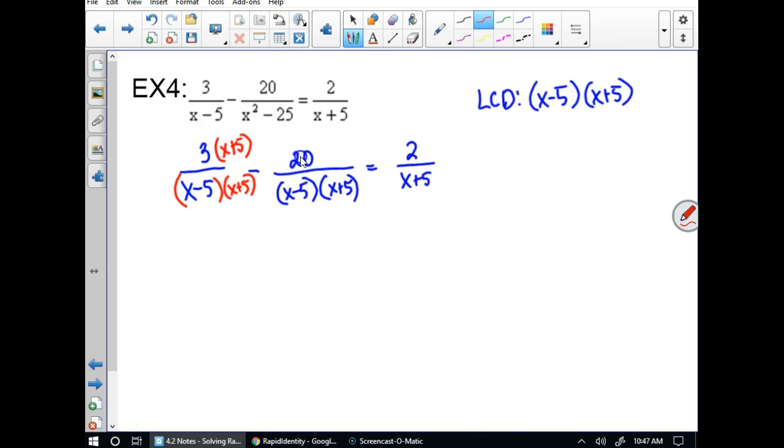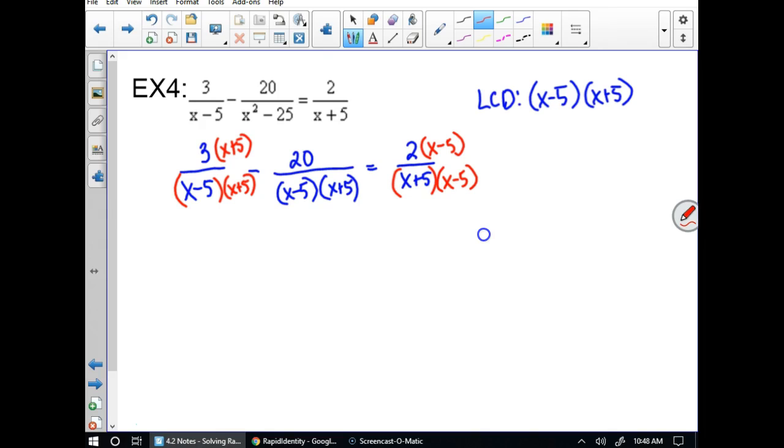Adam, the second one, what do I need to add, or do I need to add anything? Don't need to add anything because this already has the least common denominator, right? And then let's put some parentheses around this. Aaliyah, for the last one, what do I need to add in the denominator there? An x minus 5. So I'll have to multiply by x minus 5 in the top and bottom.